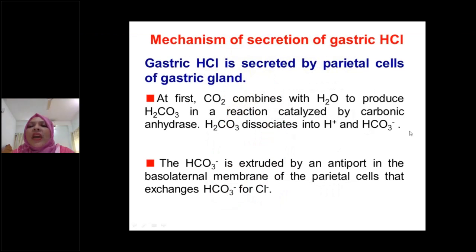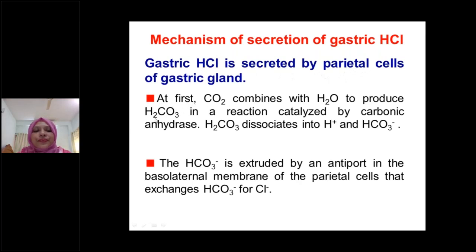Now, very important written question. Several times this question came in Chittagong University and Chittagong Medical University: mechanism of gastric hydrochloric acid secretion. You can write down this answer from your textbook, Guyton, and also from Ganong. I think from Ganong it will be easier to write this answer. See here, gastric hydrochloric acid is secreted by the parietal cells of the gastric gland. Already you know that hydrochloric acid is secreted from the gastric parietal cell.